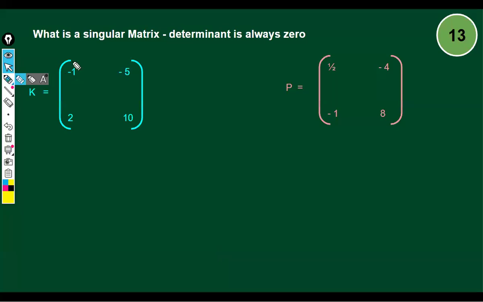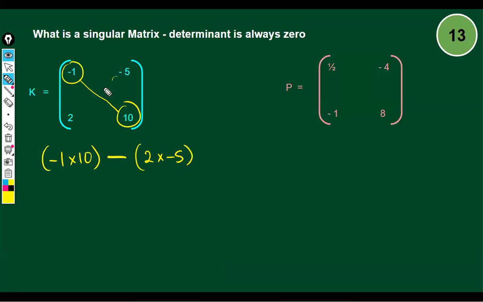Right, so multiply these two first. So it's minus 1 multiplied by 10. Must put a minus sign after. Then the 2 by the minus 5. That's the other diagonal. Minus 1 by 10 is minus 10. We have a minus sign here. 2 by minus 5 is minus 10. Two minuses make a positive. So minus 10 plus 10 is 0. So the first one is indeed a singular matrix.